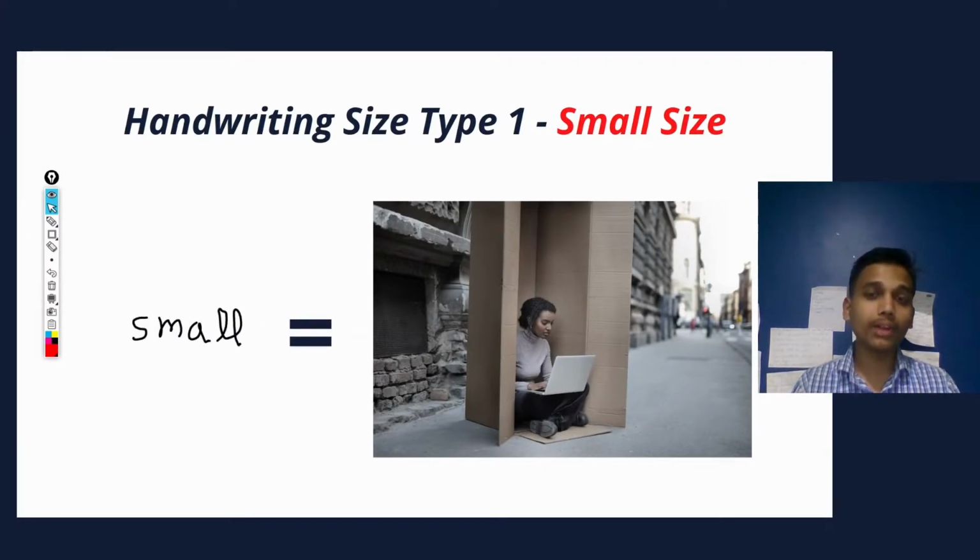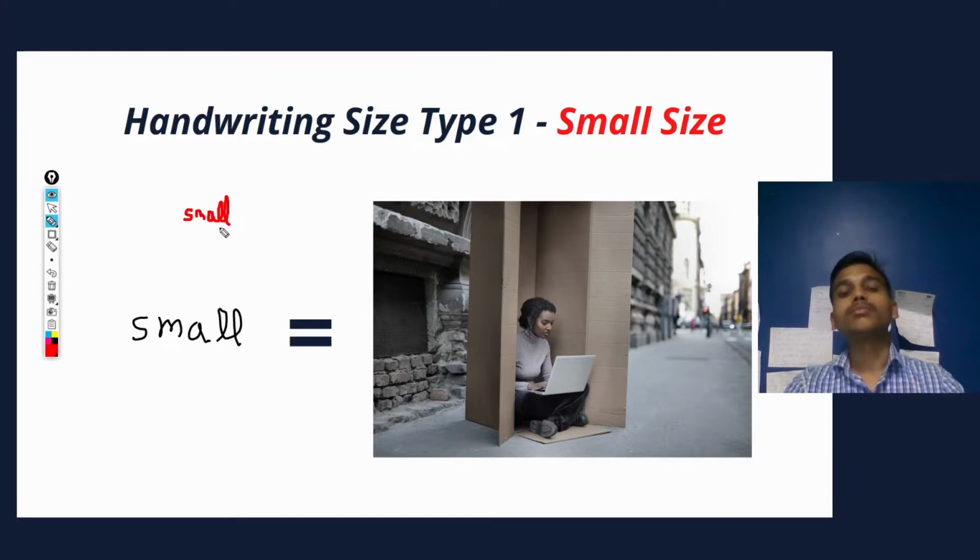Right now we will be learning about handwriting size. Type 1, small size. As you can see here, the handwriting size is small. Let me show you how small the size is. For example, if we consider this to be the large size, then the small size will be this. The writer has written very small. Anyone who writes very small falls under this category. If you see any small handwriting, then that writer falls under this category.